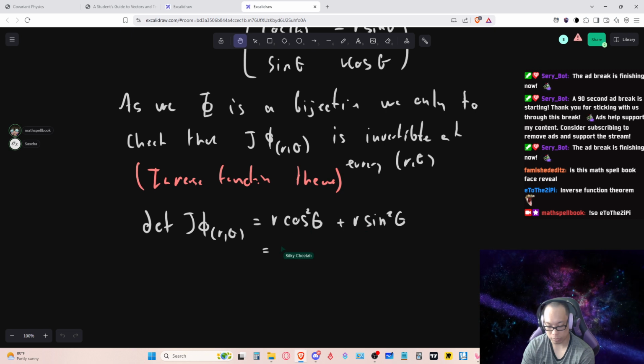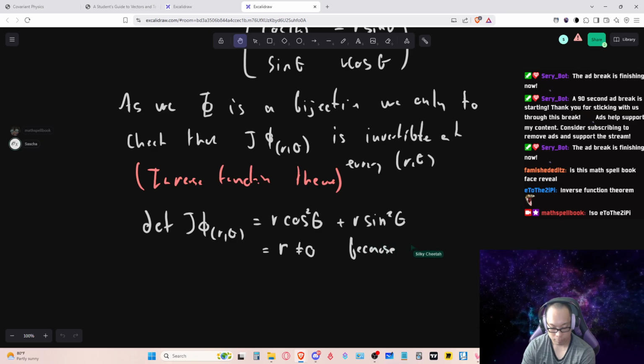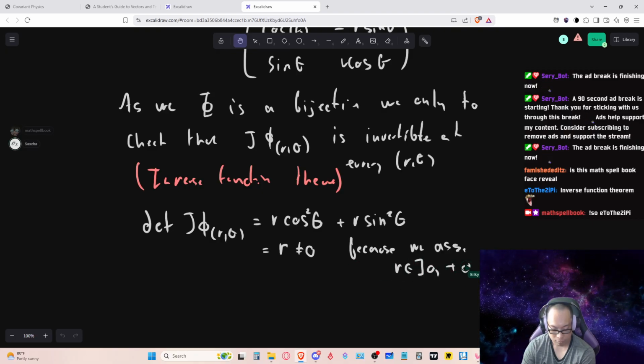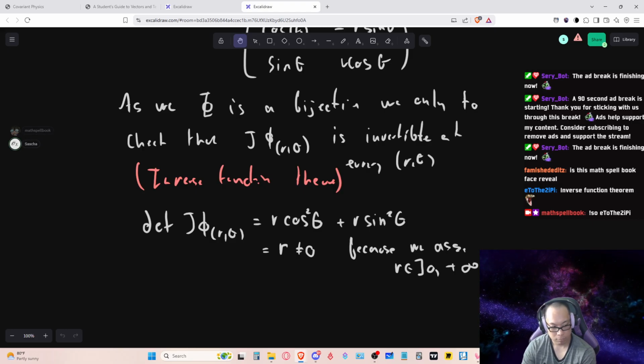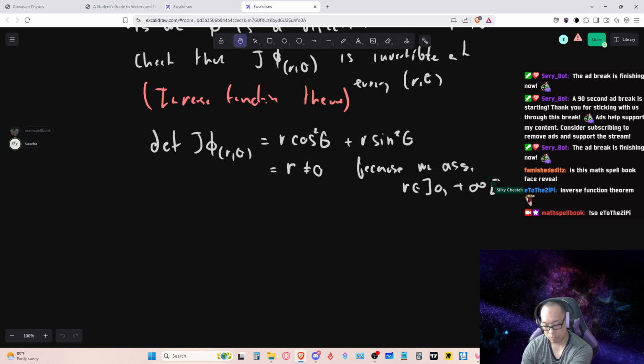Here, obviously, I have the identity cosine squared theta plus sine squared theta is 1. You factor out r, and you're just left with r. And this is never 0 because we assumed at the beginning that r was in that interval. Otherwise, if I don't have this condition, polar coordinates would not even be coordinates, because there are a lot of points that could be mapped to 0. I can put r equals 0 and theta to be whatever, and it will always map to 0.